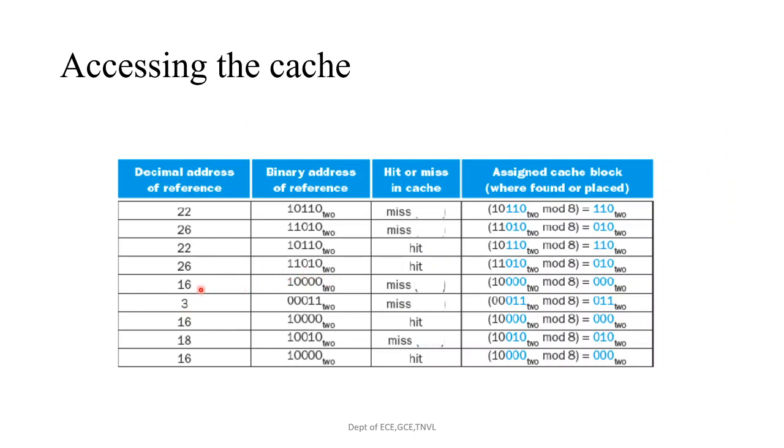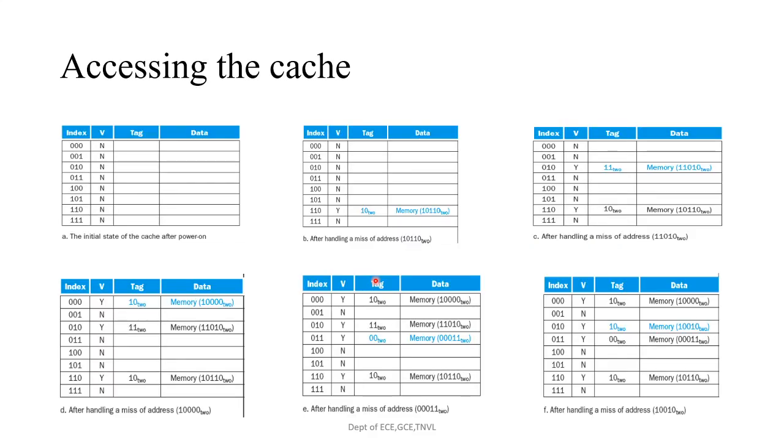Coming to this 16, that is 10000, this is not being mapped yet. So this is termed as a miss. You see here, we want to map this to the 000 location. So here it is the 000 location.